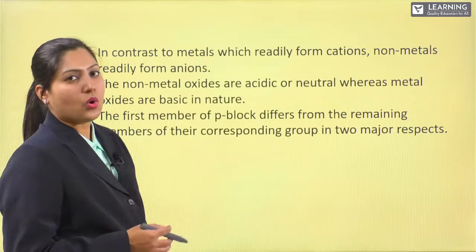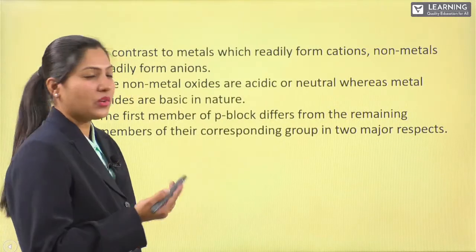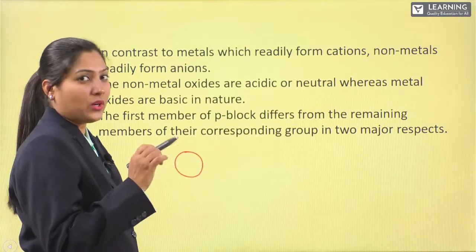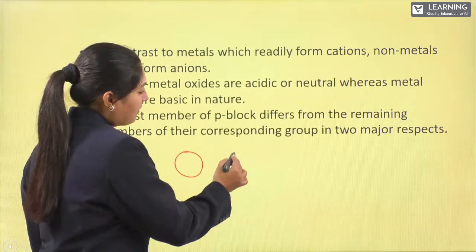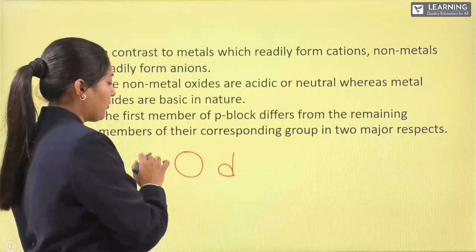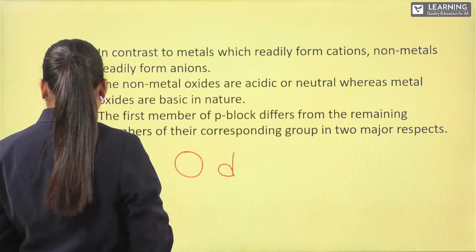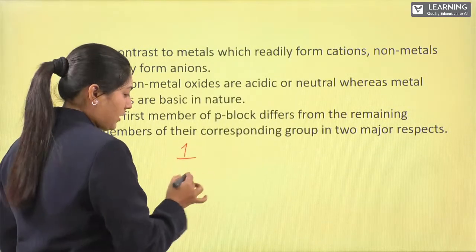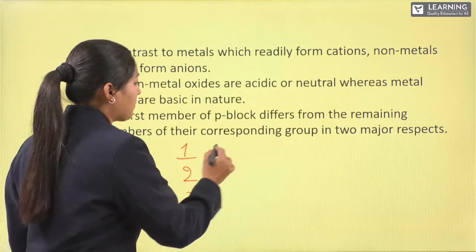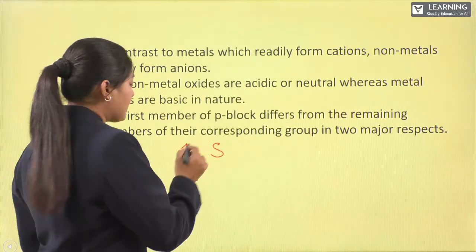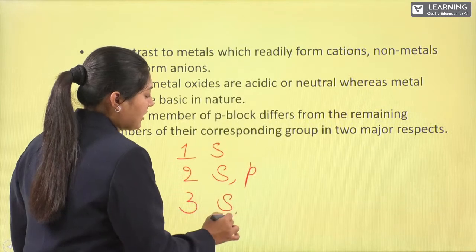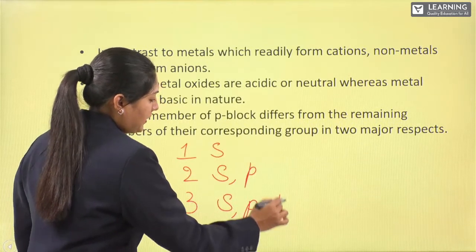The first members of P block differ from the remaining. Why? Because they have a small size, and with that they will not have the d orbital in their valence shell. For example, if we are going ahead with first period, second period, third period, I am just considering these three. First period will have only s orbital, second period will have only s and p orbital, third period will have s and p with d orbital.